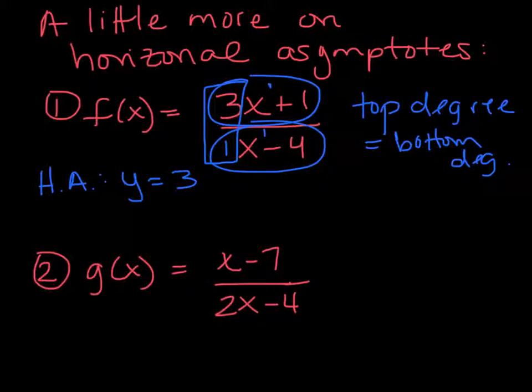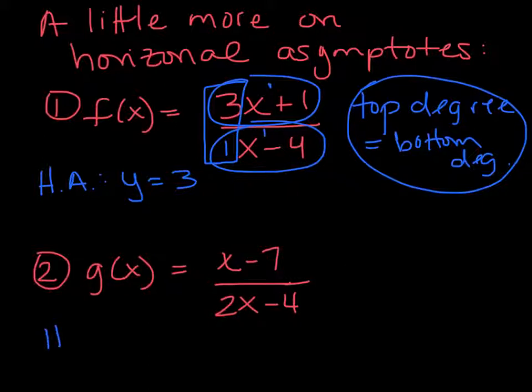It's the coefficient of the highest x term. And that only works if the top degree and the bottom degree are the same. So if the top degree was an x to the first and the bottom degree was an x to the second, this wouldn't work. You would talk about that more in a college algebra class. But for now, all the ones they're asking you to find the horizontal asymptote for are equal on top and bottom.